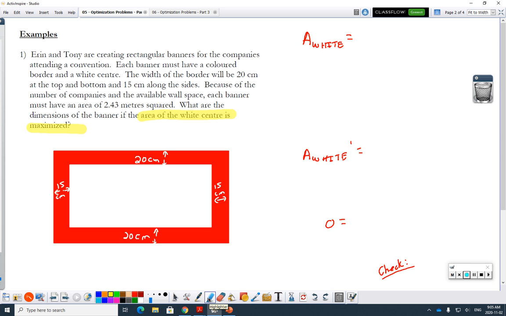Here I go. Aaron and Tony are creating, each banner must have a colored border and a white center. The width of the border will be 20 centimeters, the top and bottom, and 15 centimeters along the sides. Because of the number of companies, the available wall space, each banner must have an area of 2.43 meters squared. There's a big problem, a major structural problem in this question. Everything's going to go wrong unless we deal with that at some point. Do you see it? Oh, red. Red, I said.